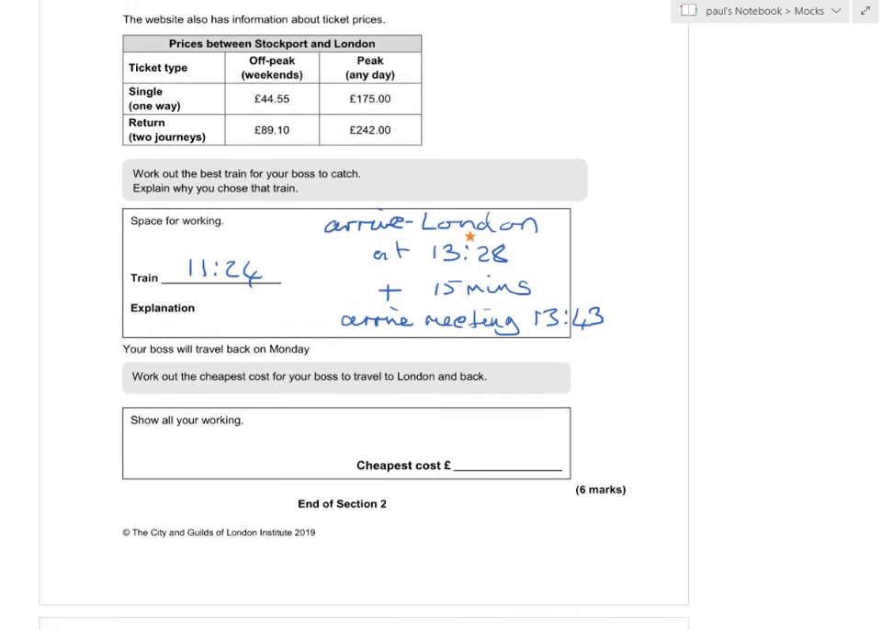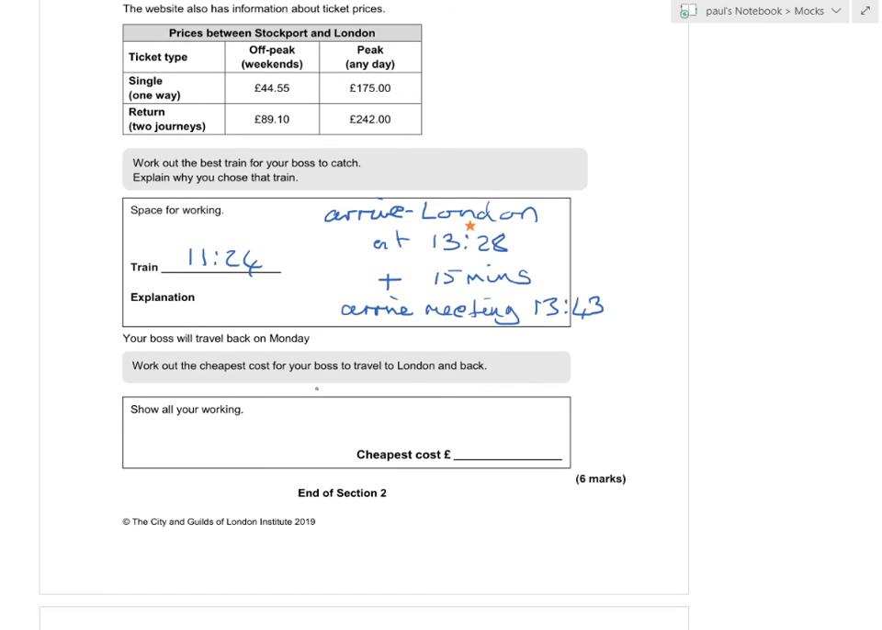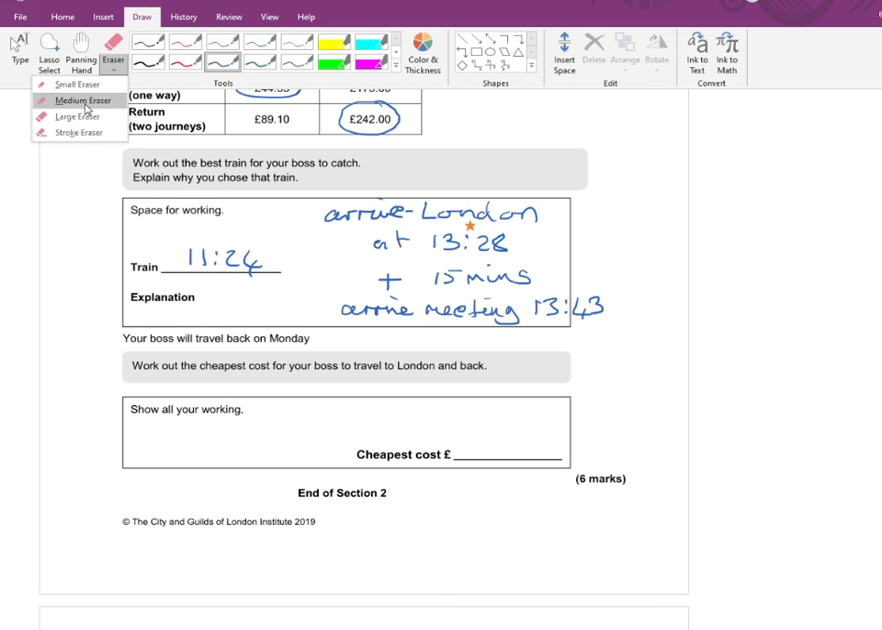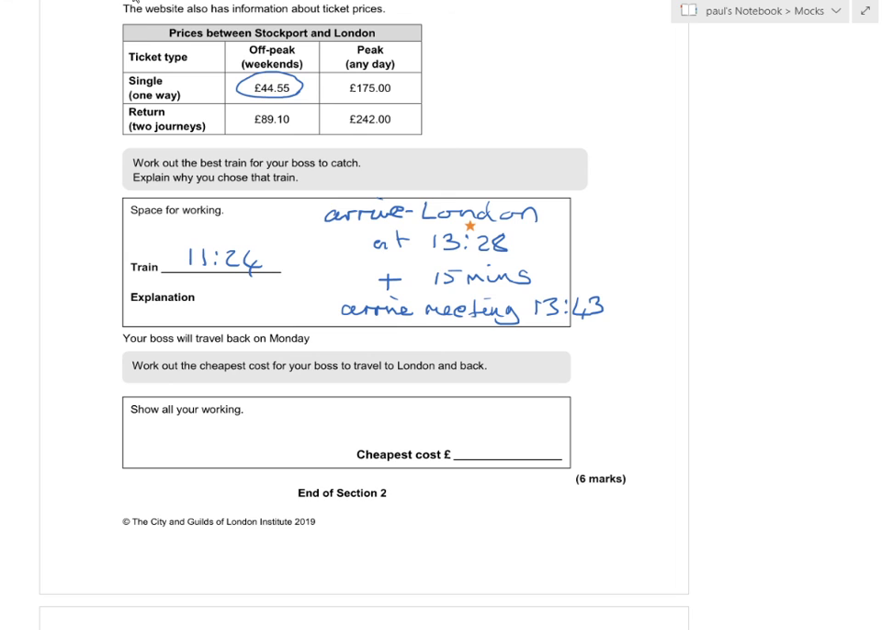Right, another bit. Your boss will travel back on Monday. Work out the cheapest cost. Right. So he's going on Sunday. So you can get a peak, that's expensive. So let's buy one of these to go there. And a return, you can't get an off-peak return because he is coming back on Monday, so he's got to buy that to get back. No, that's a return journey. That's a waste of money, that is. So he's going to buy that to get back.